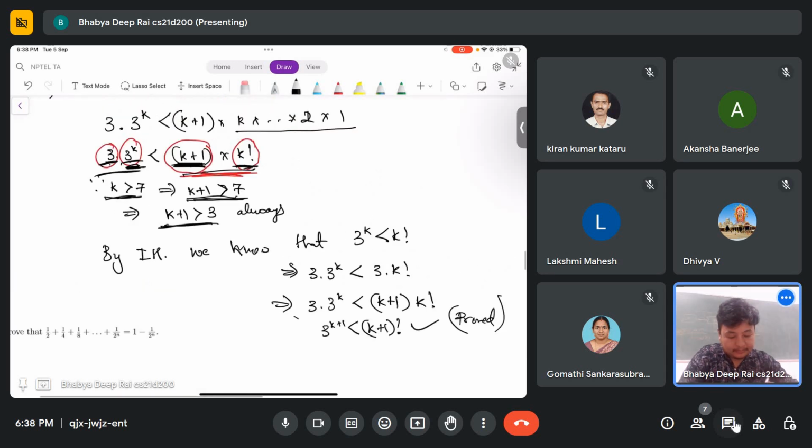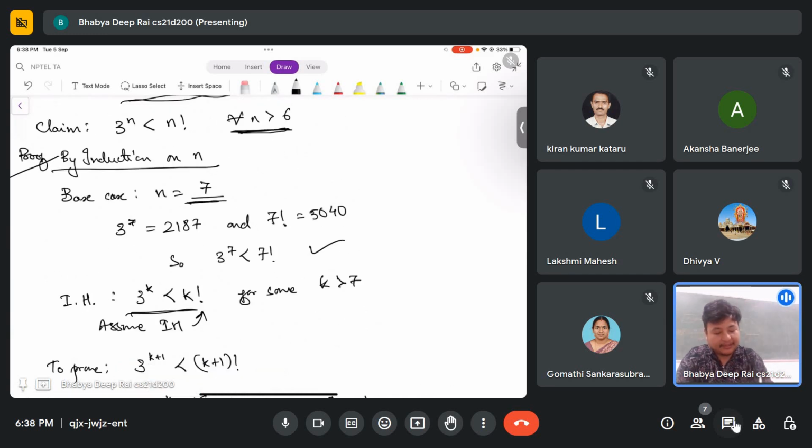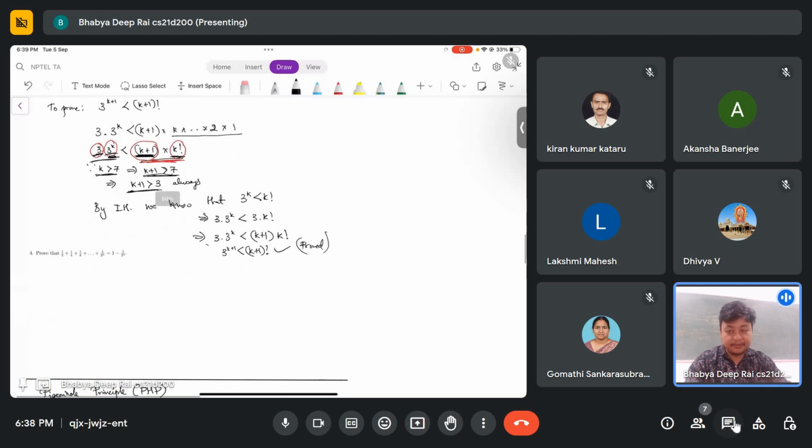So yeah, I hope it was clear to everyone. Another important thing here is about the base case. Since we are trying to prove this claim for n greater than 6, we need to start from something that is greater than 6. Otherwise we would have proved a stronger claim, for n greater than 5 or 4 or something else. I hope that was clear to everyone. If not, please let me know.